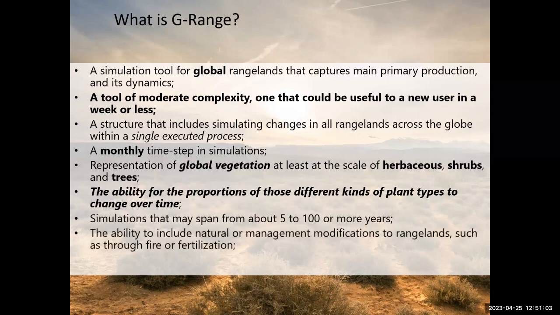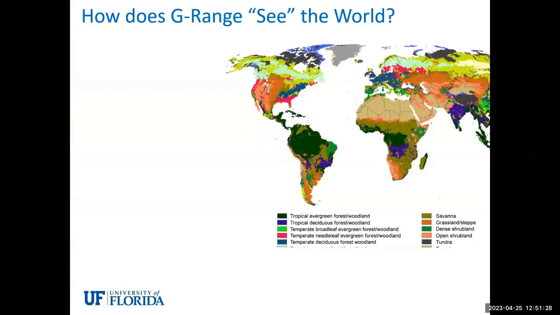The ability to include natural and management modifications, so you can do grazing and fire and fertilization. It allows you to do that, but you don't get the herbivore detail. That is, you don't get the physiology, you don't get the distributions. You can put herbivores in a grid, but it's a lot more simplified. So effectively, I always put this equation: G-range is parts of Savanna plus the Century model.